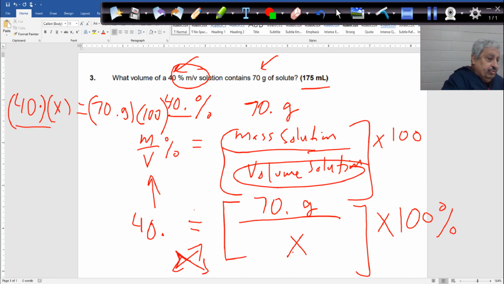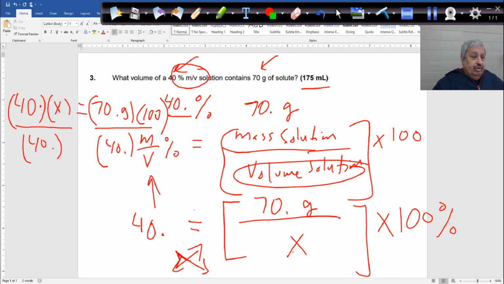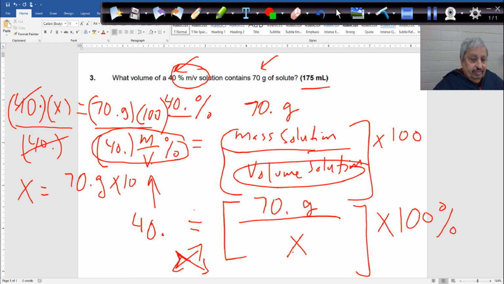So divide both sides by 40, correct? So this cancels out. X, the volume of the solution, will be 70 gram multiplied by 100 divided by 40. And the unit here is gram per ml. Gram cancels out, the ml will come up. So 70 multiplied by 100 divided by 40. I have two sig figs.